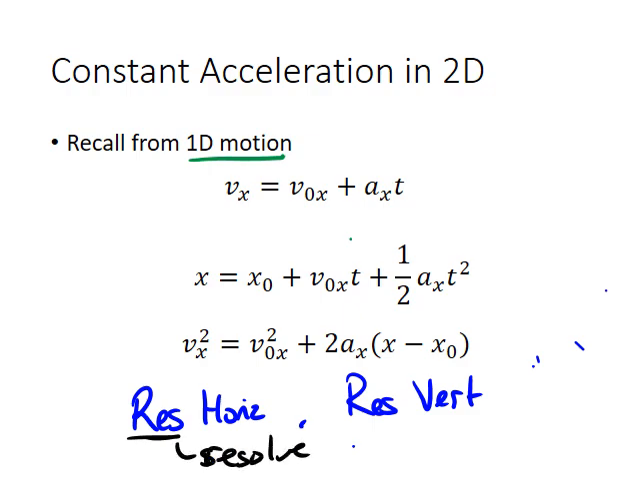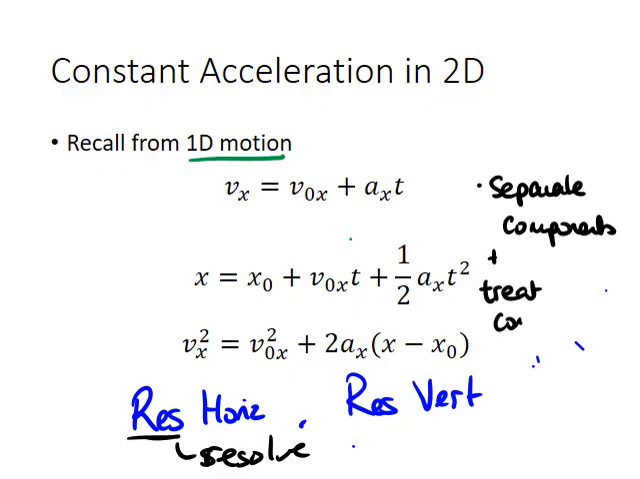So what I'm suggesting to you is that, just like we do for vector addition and subtraction, we separate the components and treat components separately. We take the component in the x direction and the y direction, and we treat them as though they're 2 separate 1-dimensional problems. Okay?